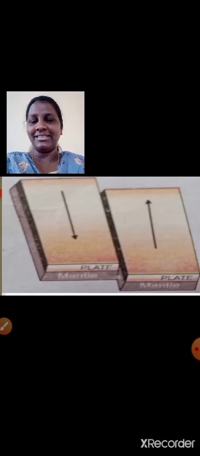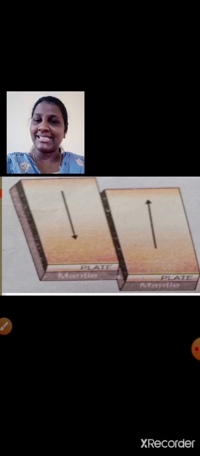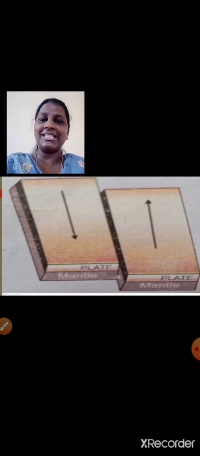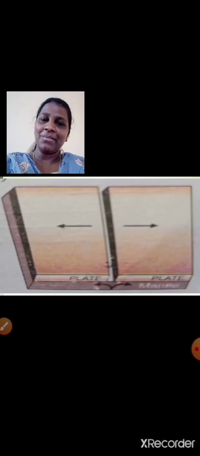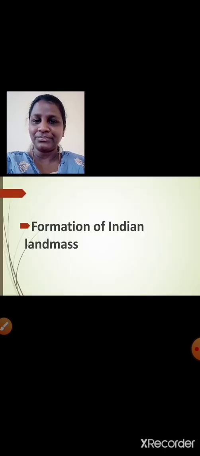Can you identify this image? Yes, this diagram shows that it is transform boundary, wherein the two adjacent tectonic plates move along its border. What about this one, students? Yes, you are correct. It's divergent boundary because the two tectonic plates are moving away from each other. So I hope it's very clear for you.